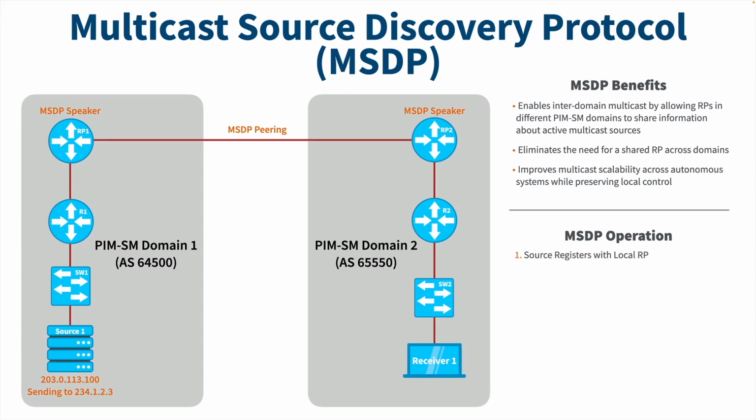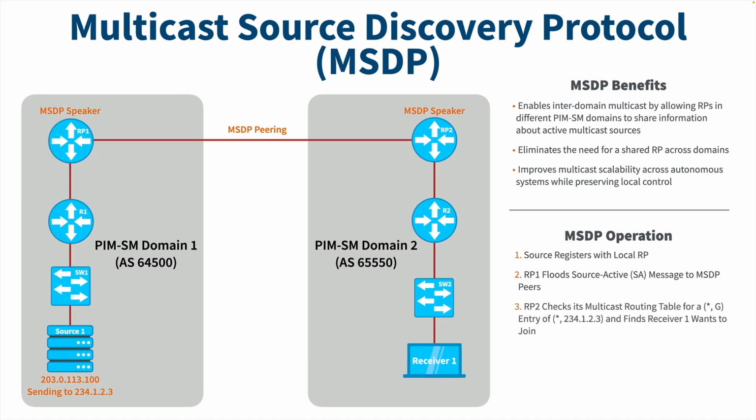But here's where it gets different. After our local source registers with our local RP, our RP is going to then advertise this multicast group out to other RPs and other autonomous systems. It does that with an SA message, a source active message. And now we have an MSDP peer.